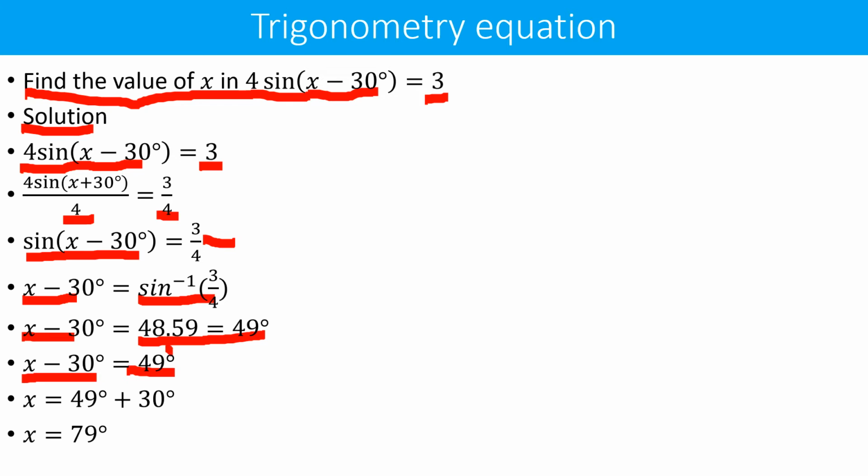Then the 30 will cross to this side. So x will be equal to 49 plus 30, which gives us 79 degrees. So anytime you are given a question like that, that is how you should solve it.